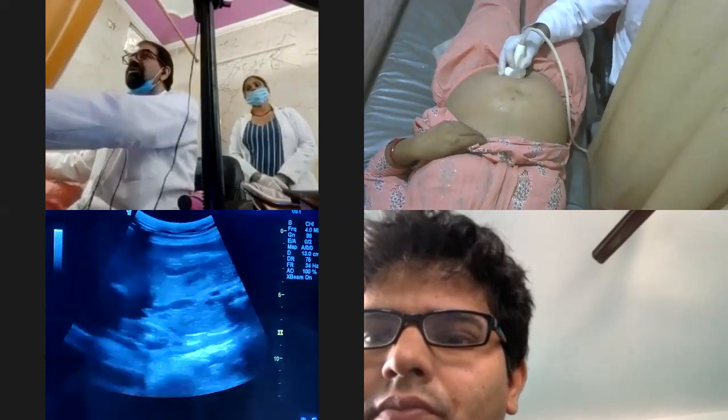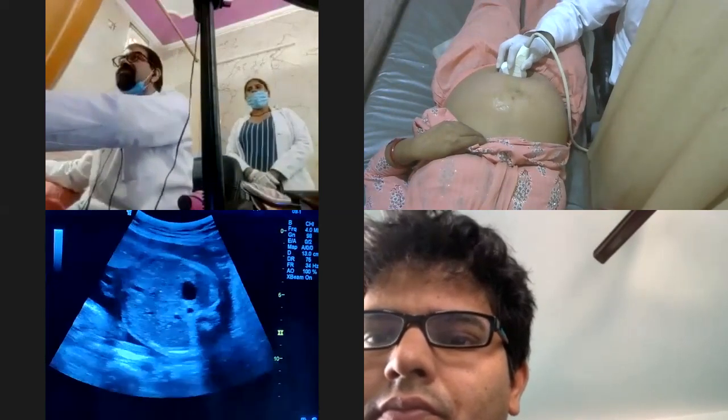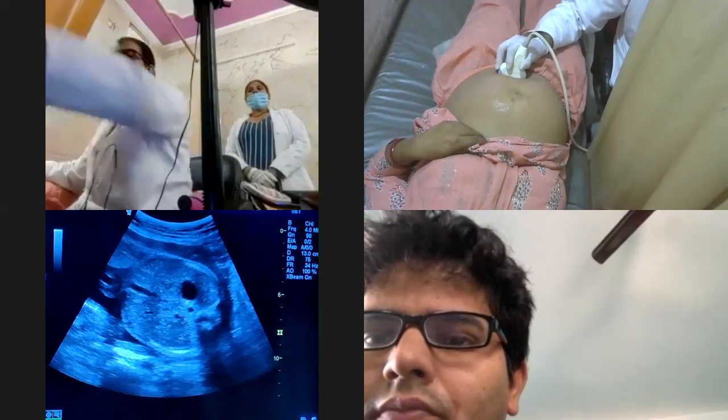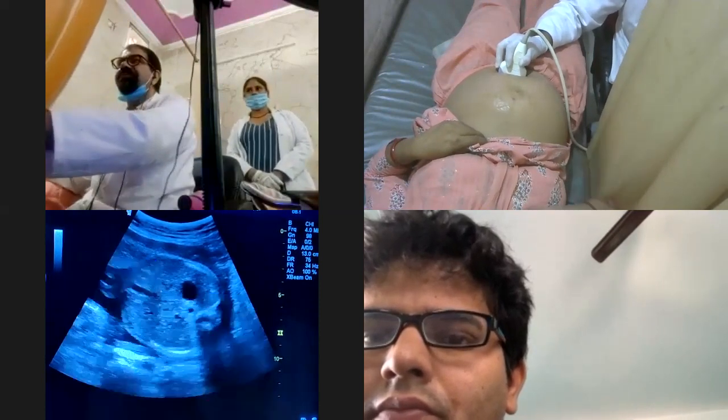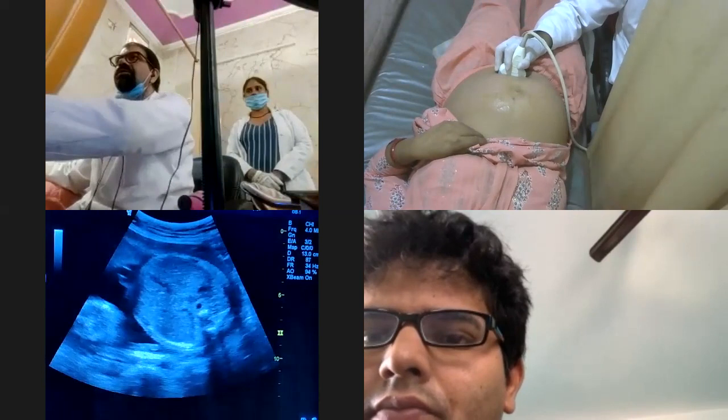So this is the abdominal circumference. Taking the ellipse tool to trace the AC.